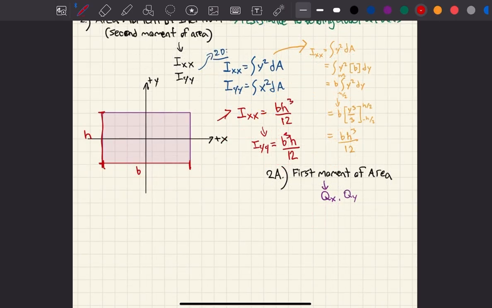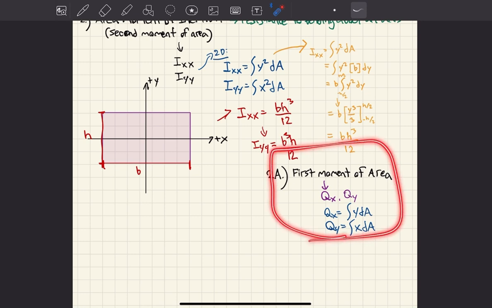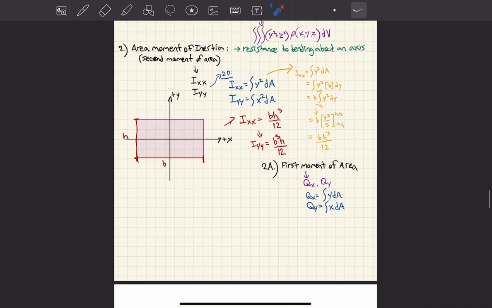But if you do want to know the formula for this good guy, Qx is equal to, very similar to the second moment of area, the integral of y dA, and Qy is equal to the integral of x dA, right? But we'll talk about that later when we talk about bending, so that does not concern us right now. Okay, I think we're done with the area moment of inertia.